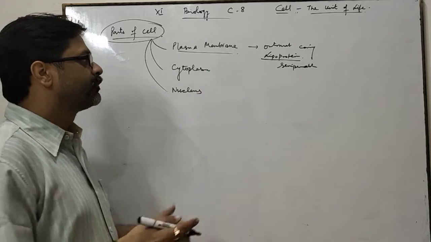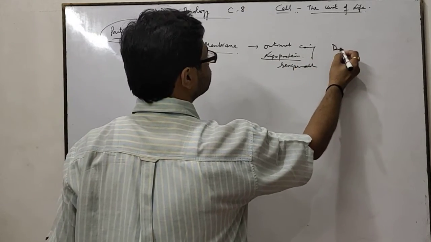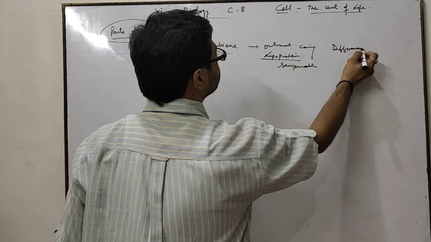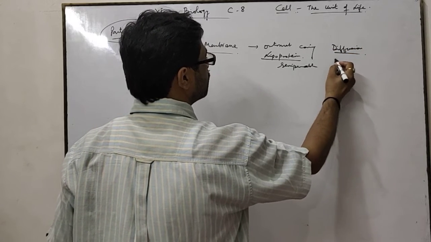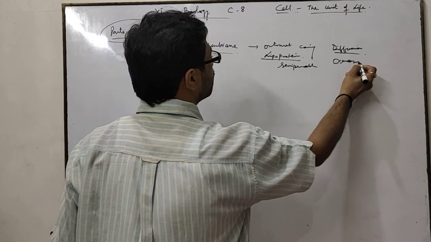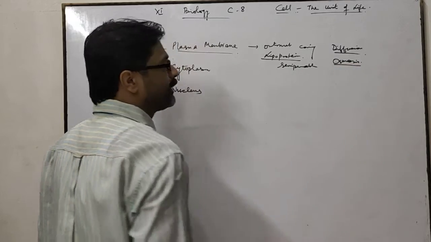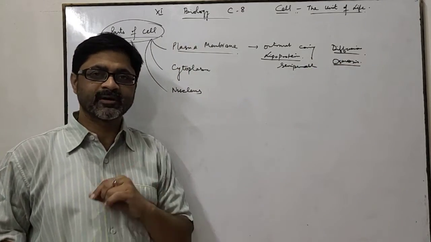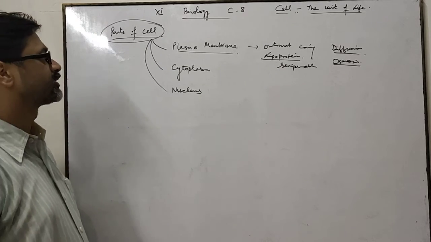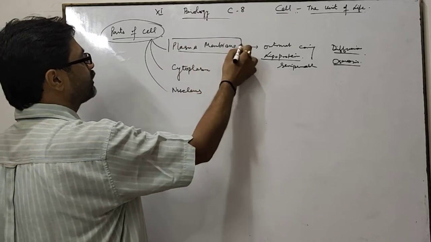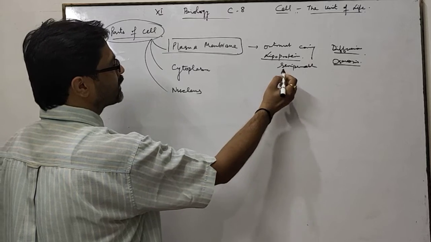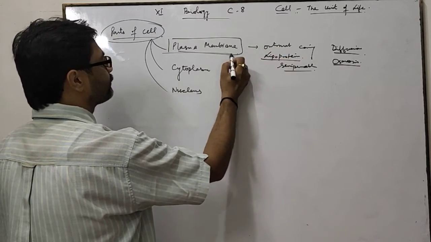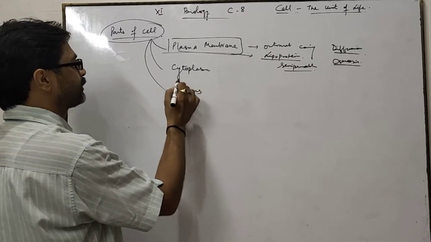Diffusion is the movement of molecules from higher concentration to lower concentration. Osmosis is the movement of water molecules from dilute solution to concentrated solution. This is osmosis. Plasma membrane is semi-permeable in nature. Okay? These are about the plasma membrane.